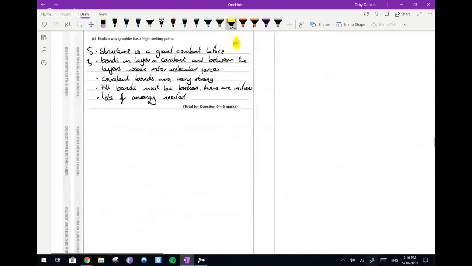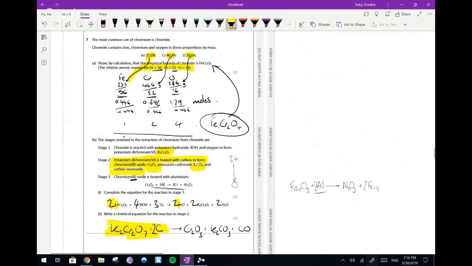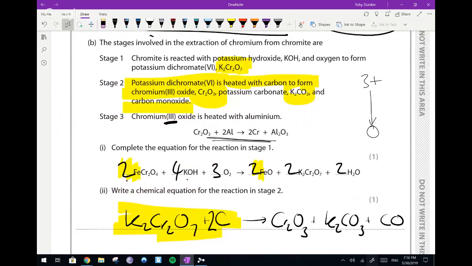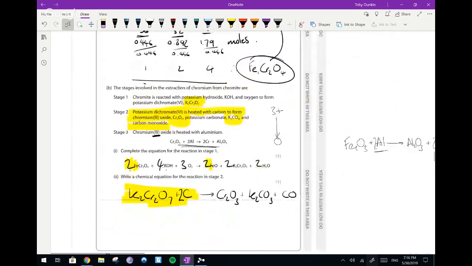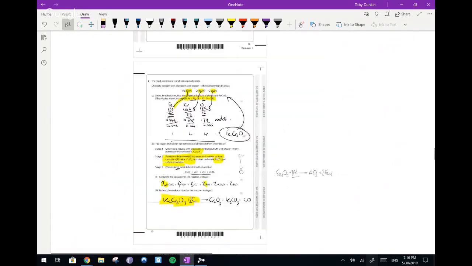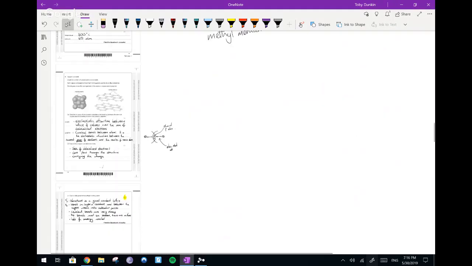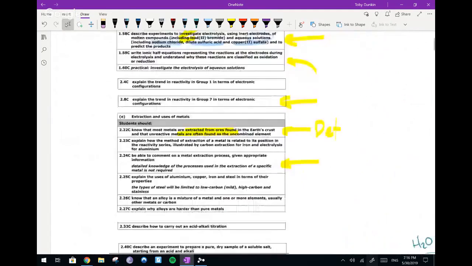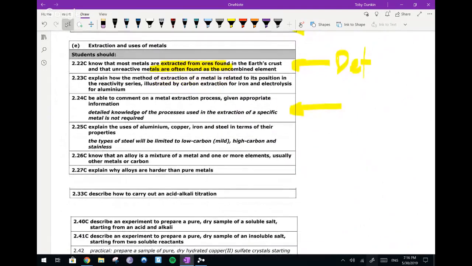They're flagging this, folks. They're going, check out this crazy extraction of chromium. And they're just asking you to be able to use your chemistry understanding to do stuff, balancing an equation and writing an equation you've never seen before. I'm expecting that to appear again. They could ask anything from tungsten through to titanium. I've taught you both. I'm expecting it to be there.